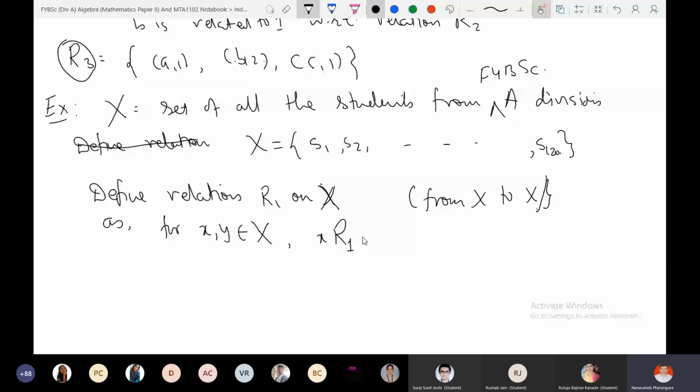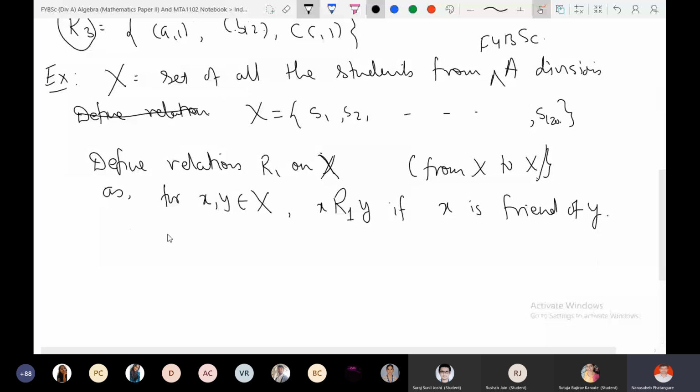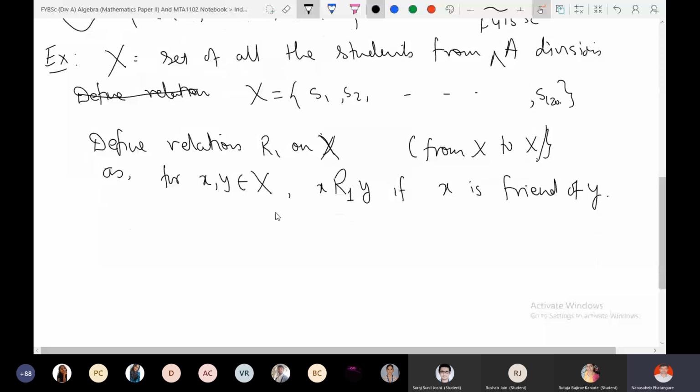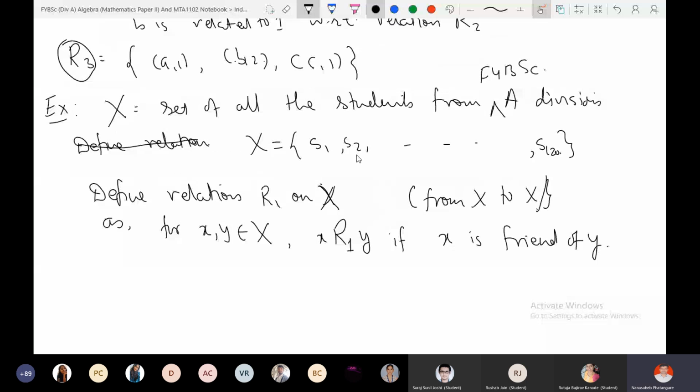That means I am selecting two students, and x is related to y with respect to this relation if x is a friend of y. So now you can understand how I am defining the relation. Two students are related if they are friends of each other. That is my relation. You can define some other relation; that we'll see later on. But what I am defining is that student S1 is related to S2 if they are friends of each other. If not friends, then they are not related.